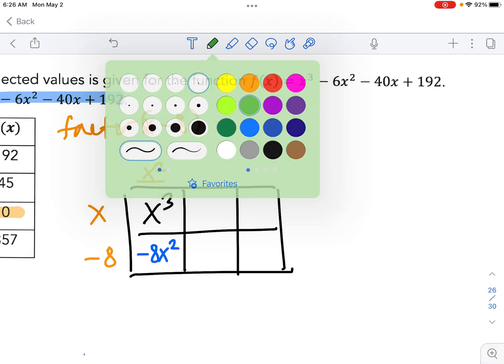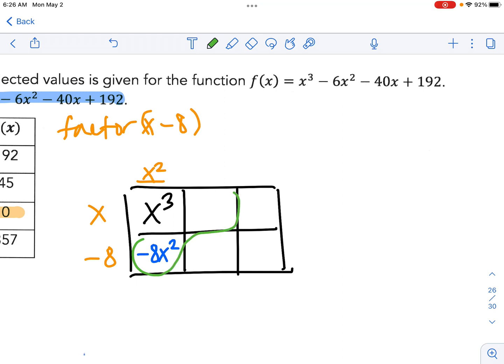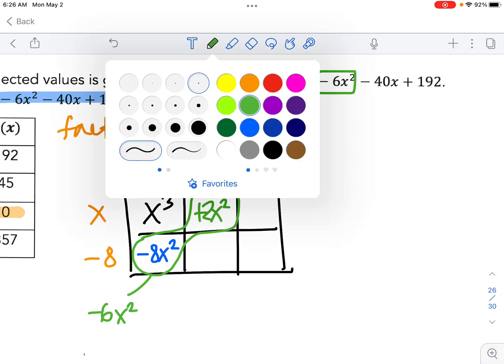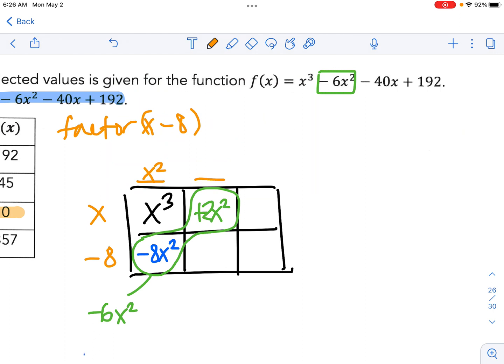Okay, now we have to play the combine like terms game. So we've got this term and this term is going to get us this in the product. So I need a plus, oops, excuse me, I put that in the wrong spot. It needs to make a minus 6x squared. So this must be a plus 2x squared. And then we can start the process all over again.